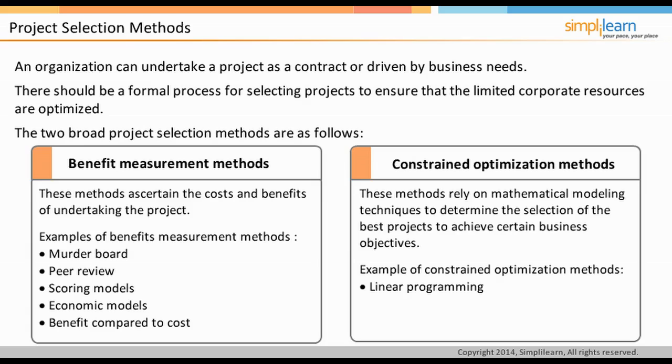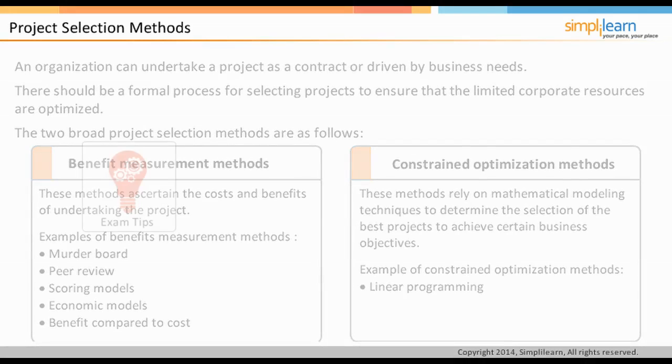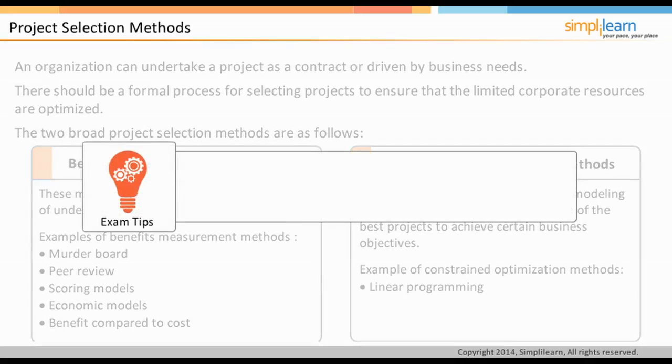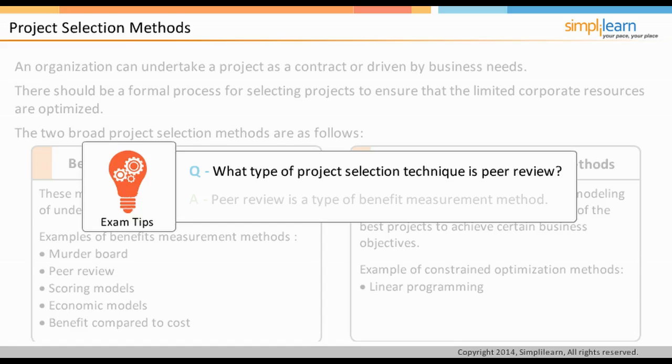However, as a certified project manager, it is important for you to be familiar with more scientific methods of project selection. A typical question on the PMP exam could be, what type of project selection technique is peer review? And the right answer is benefit measurement method. You need to understand the characteristics of various project selection methods to answer scenario-based questions. In the next screen, we will focus on the project selection methods.